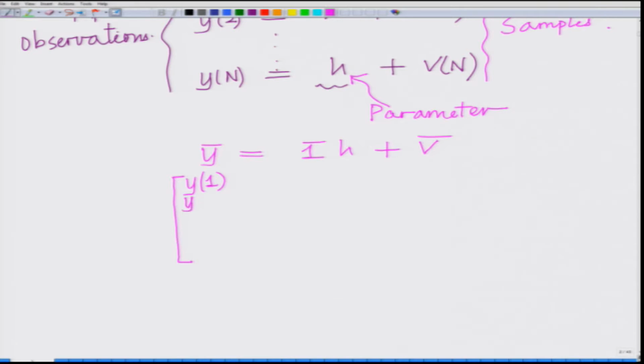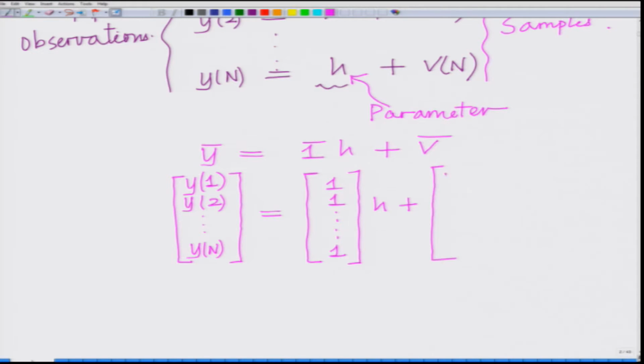So, I can write this as y bar equals vector 1 bar times h plus v bar, where y bar equals y 1, y 2, and so on up to y n. This is the observation vector. 1 bar is the vector of all ones, and v bar is v 1, v 2 up to v n. So, this is your vector y bar, this is your vector 1 bar, and this is your vector v bar, which is the noise vector.